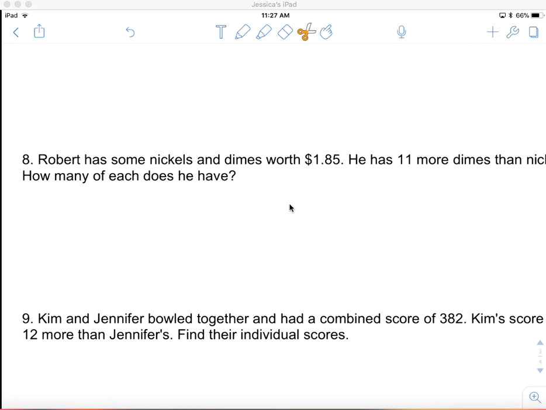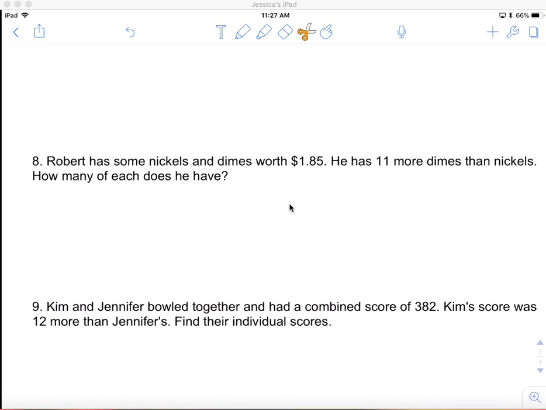Robert has some nickels and dimes worth $1.85. He has 11 more dimes than nickels. How many of each does he have? So remember, a nickel is 5 cents, which is 0.05, not 0.5. A dime is 10 cents, which is 0.10.